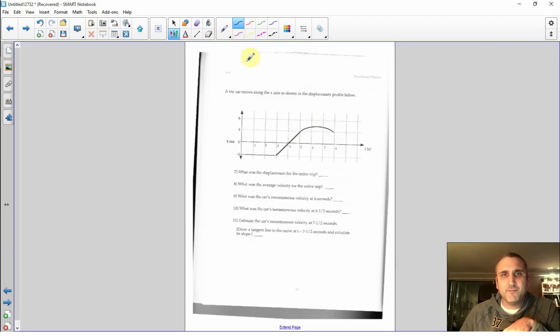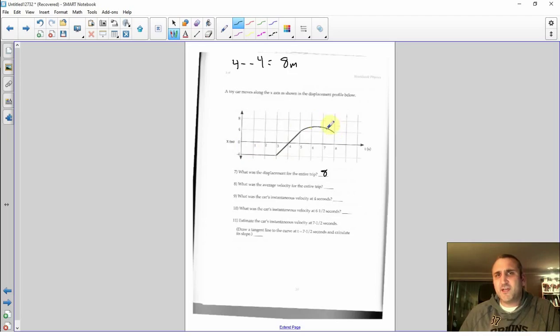So final minus initial, that'll tell you the change in displacement. So positive 4 minus a negative 4 meters is going to give you 8 meters. So the thing went from negative 4 to positive 4.